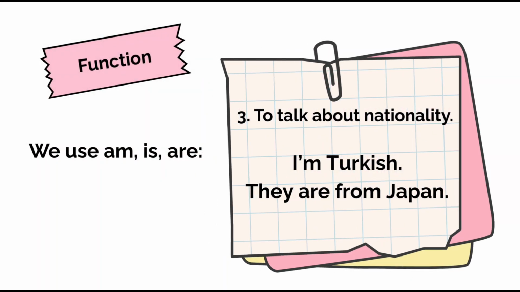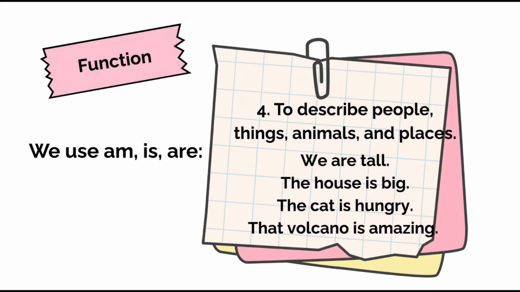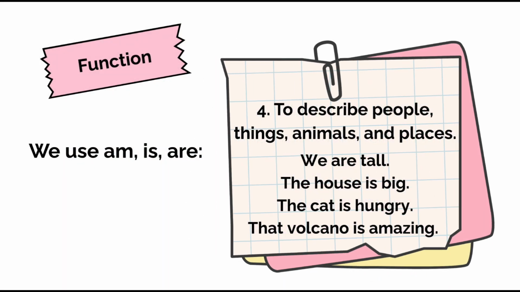For instance, I'm Turkish. They are from Japan. We also use the verb to be to describe people, things, animals, and places. For example, we are tall. The house is big. The cat is hungry. The volcano is amazing. Are you repeating with me?